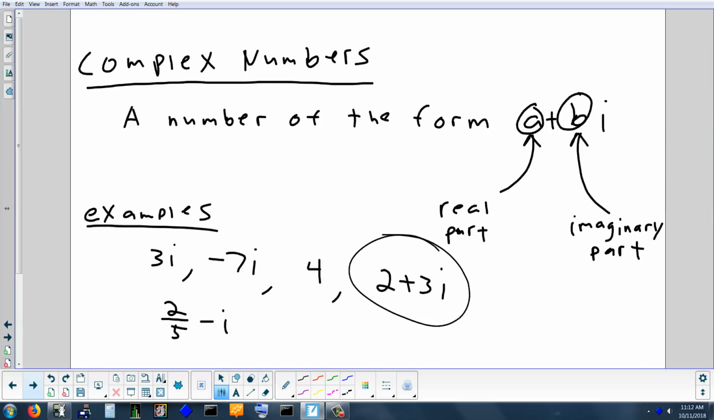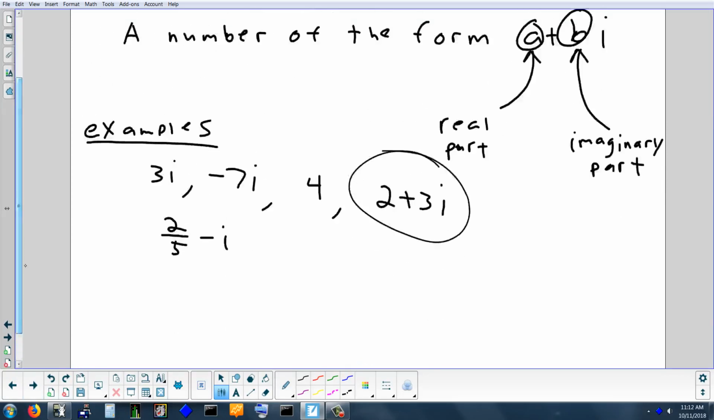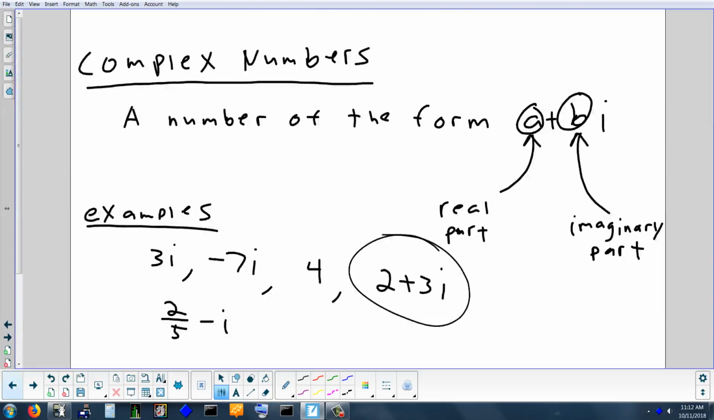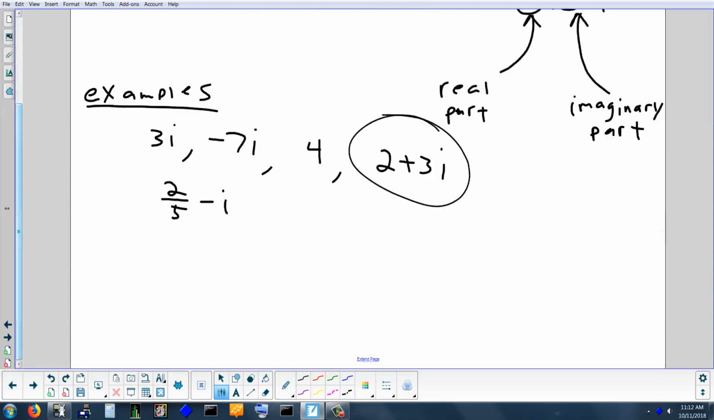So here's some examples of complex numbers. The first one and the second one are just pure imaginary numbers. So these 3i and negative 7i are pure imaginary numbers because they don't have a real part. So if I asked you what's the real part for 3i, you would say 0. 0 plus 3i. There's no real part.